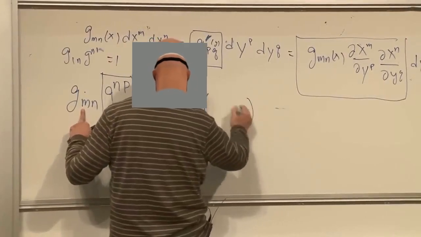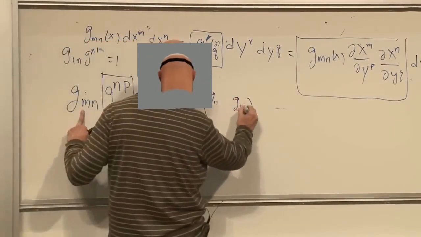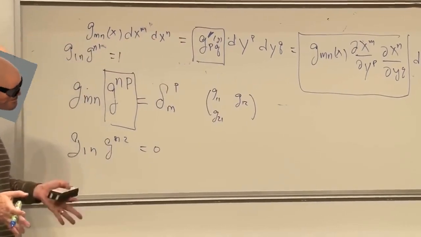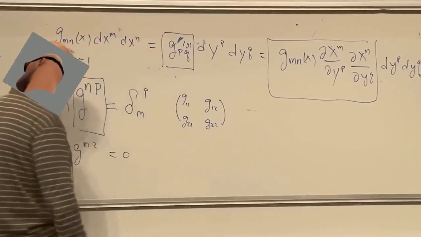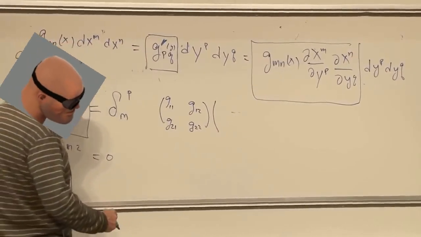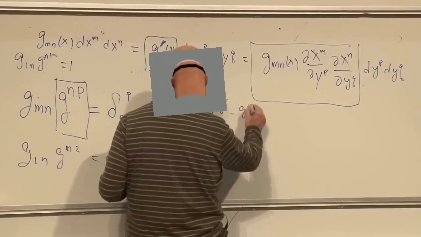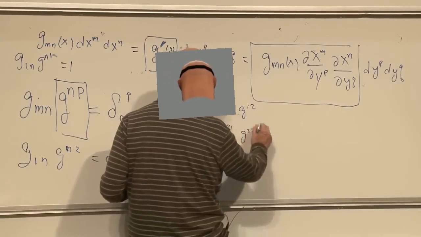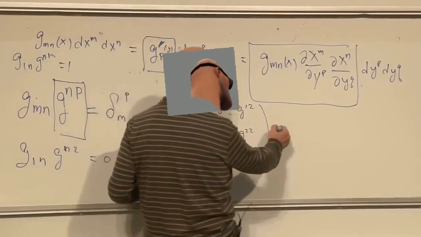We start with a matrix which is G11 with lower indices, G12, G21, but G21 is the same as G12, and G22. That's this matrix. Now we multiply it by another matrix whose indices are upstairs, and this is G11, G12, G21, G22. Let's multiply. You don't need to do that.